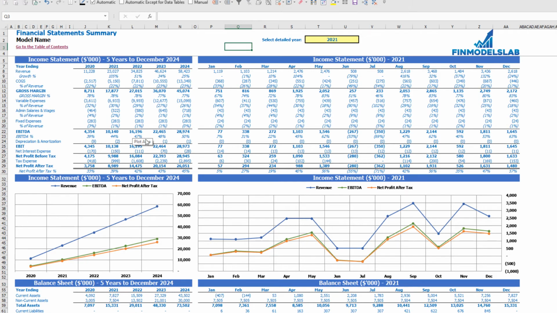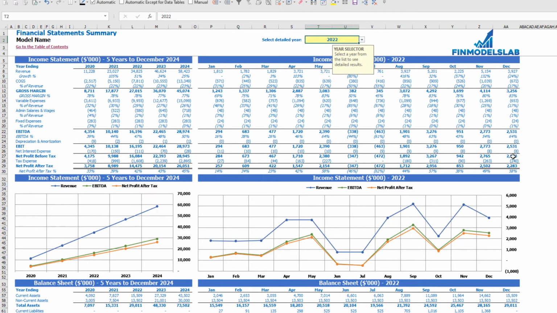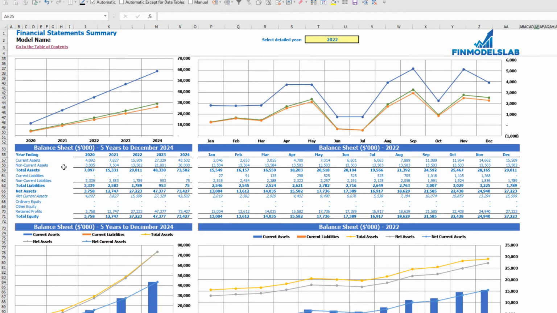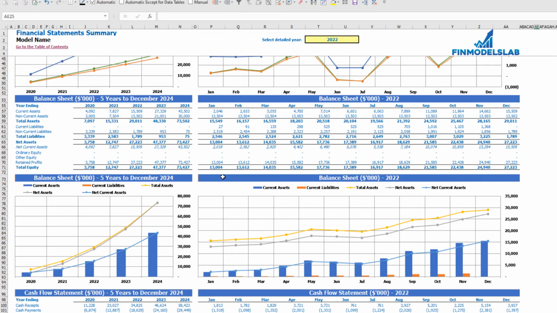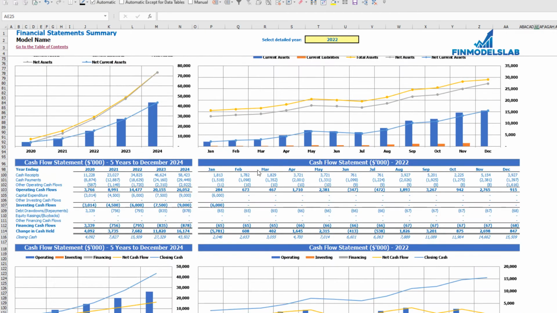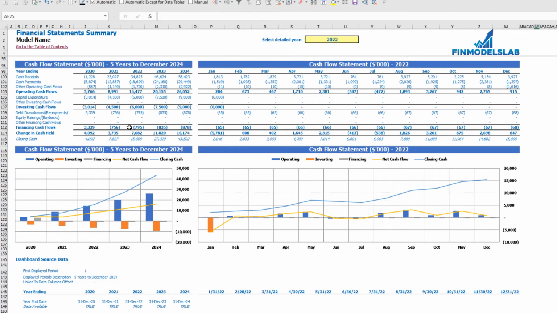On the top you have income statement broken down by 5 years and the selected year, which you can change here, broken down by months. Below you may see the same information in chart form. The next set of tables and charts will show you the balance sheet, main KPIs broken down by 5 years and selected year by months. And the last part will show you the cash flow statement breakdown for the 5 years and for 12 months for the selected year, as well as charts with the same information.